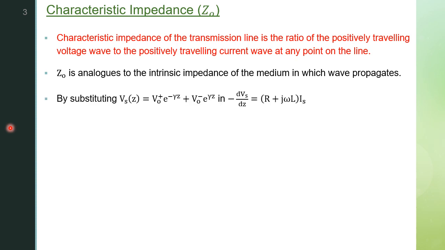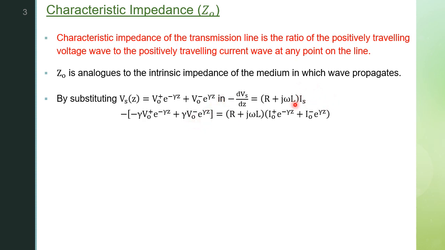So when you consider the expression for Z0, to derive that, we are making use of the expression for voltage, which is Vs of z, and it was V0+ e^(-γz) + V0- e^(γz). And we are going to substitute it into the first order differential equation given by -dVs/dz = (R + jωL) Is. So when you take the first derivative of Vs with respect to z, we will get it in this form. So e^(-γz) has the derivative -γ e^(-γz), and e^(γz) has the derivative γ e^(γz).